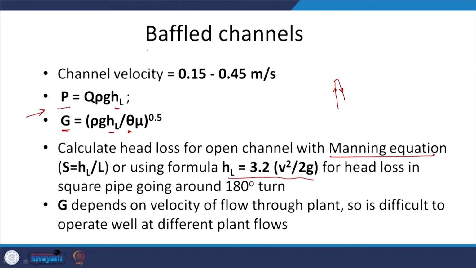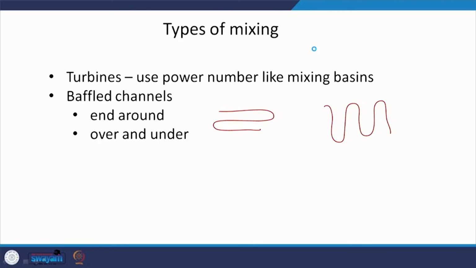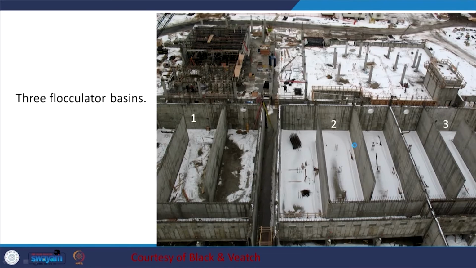For hydraulic or these baffled channels, the issue is that G depends upon the velocity of flow through the plant. So if it is varying a lot, obviously G will vary a lot. So you can't control it very much if the flow is varying. That is something to keep in mind. So you have to maintain a very narrow range of velocity, especially when you are looking at these baffled channels and such.